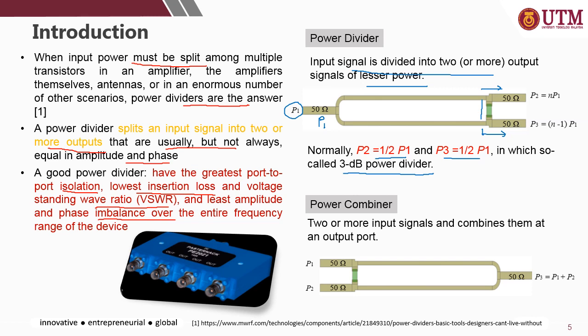And the other term is the power combiner, when two or more input signals combine at the output port. So you have separate input signals at port 1 and port 2, and these two signals will be combined and transmitted via a single transmission line. In between these two ports, there is a resistor, which is included to improve the isolation, to make sure that there is no signal traveling between the adjacent ports.